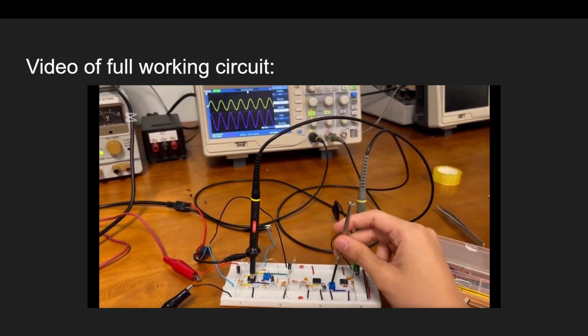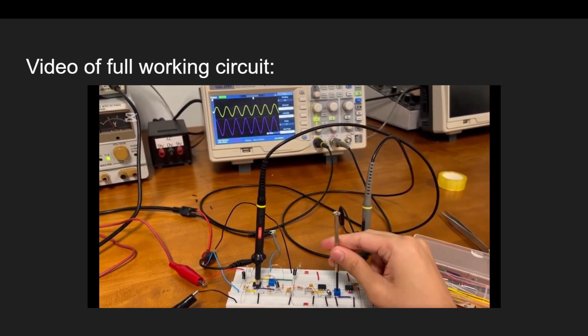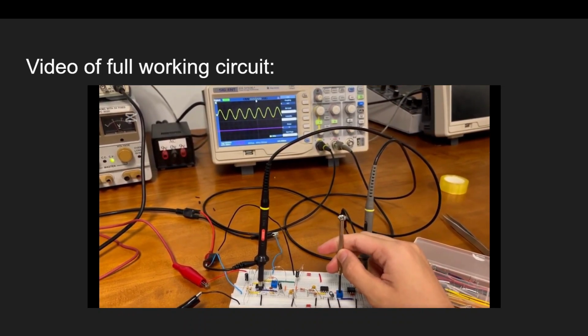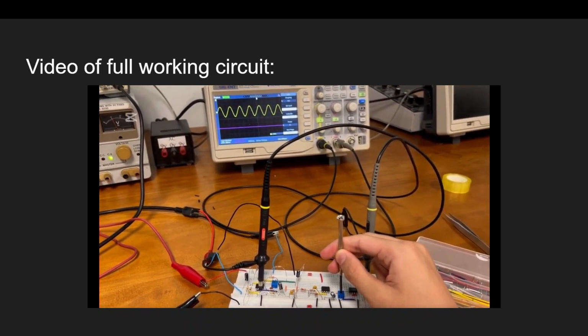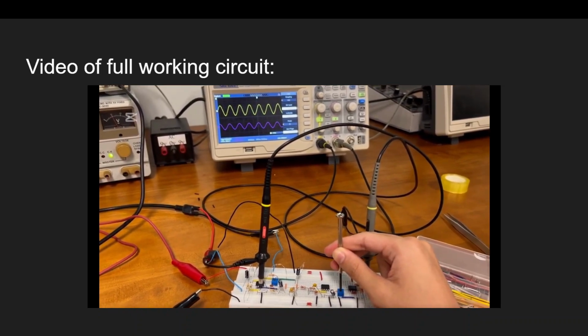Now, we will see that trimmer 2 allows for fine-tuning of the final output, and when it is turned to the utmost right, the output would not go past what was set in trimmer 1.